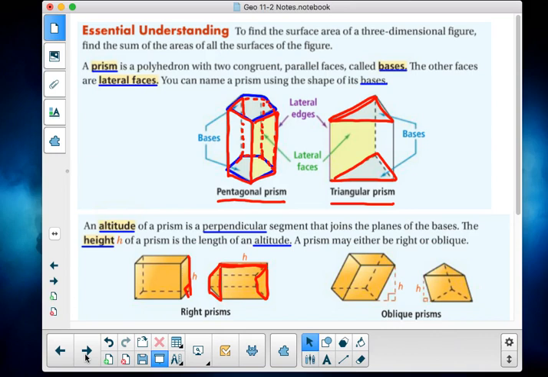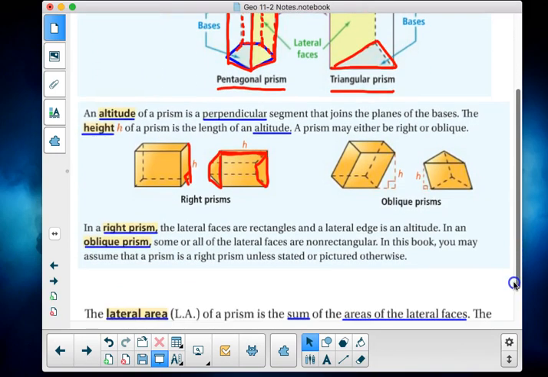Now, we have two types. We have a right prism and an oblique prism. Oblique prisms are shifted off from the base. A right prism has sides that are perpendicular to the plane of the base, so the side is the same as the height between the two bases. So that's the difference between a right prism and an oblique prism.